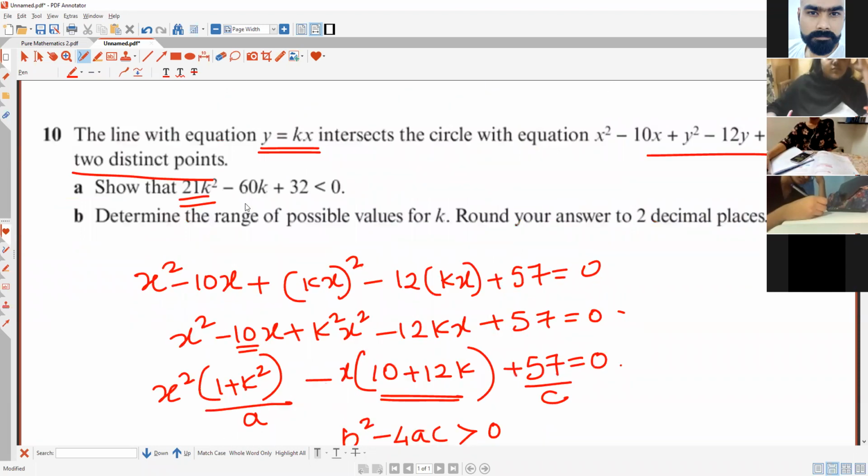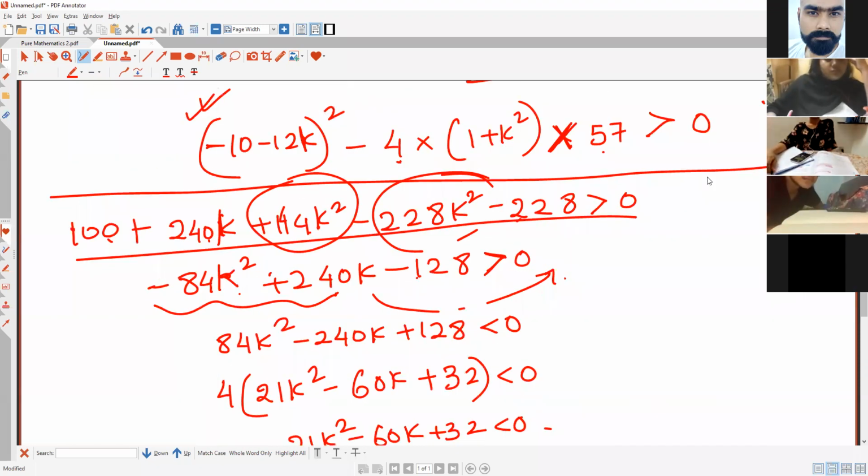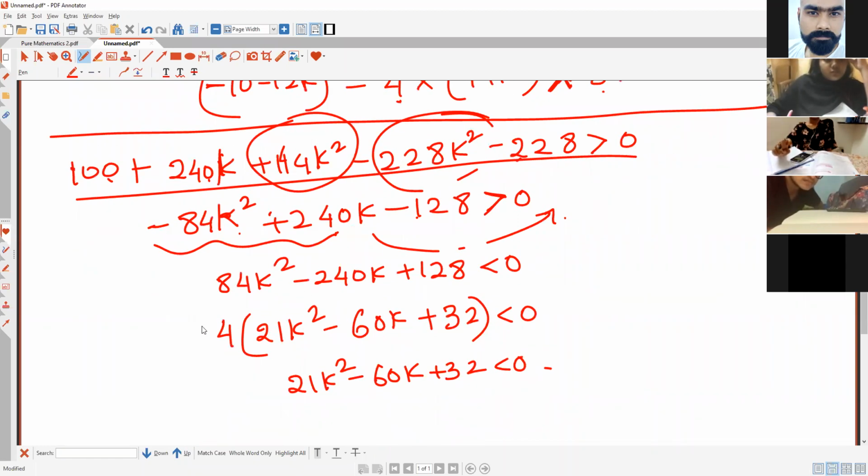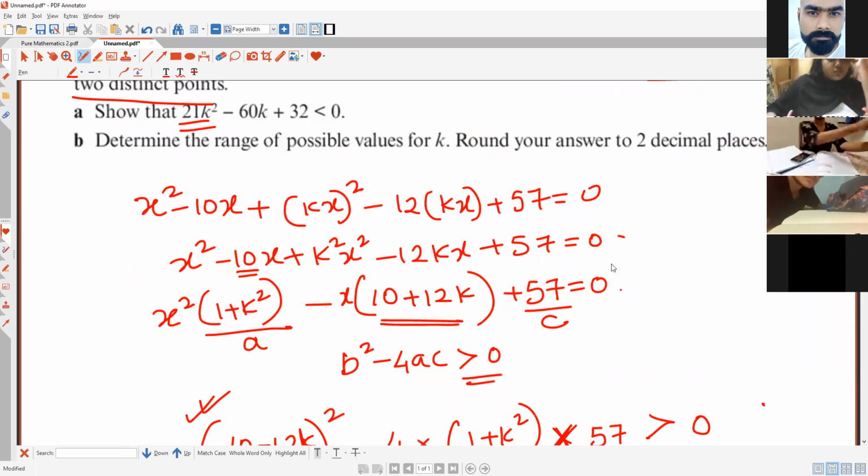If you notice the question, your k square is positive, but my k square is negative. So shift everything on the other side. So this greater than 0 will become now less than 0. Then I took 4 common. Once I took 4 common, I got exactly what I'm supposed to get. Fine. Now they said determine the range of possible values of k.